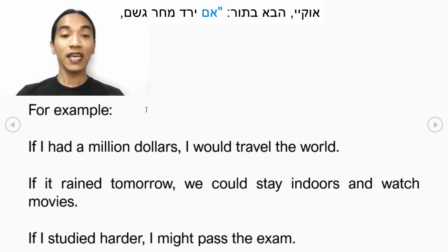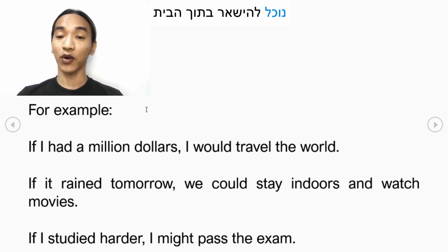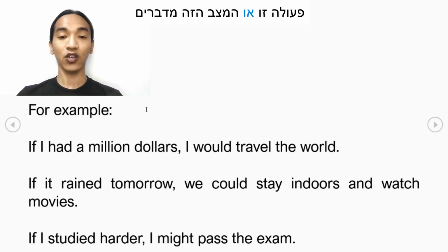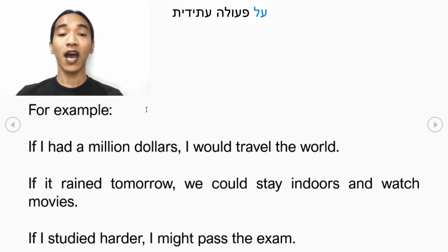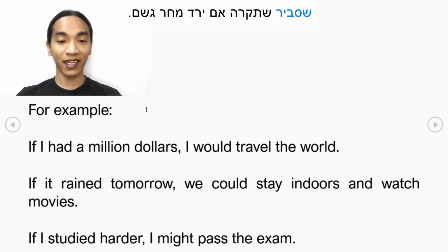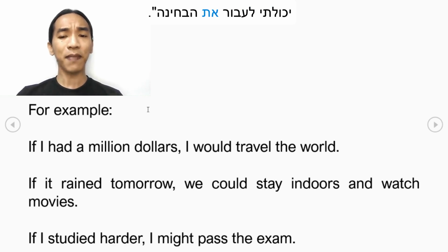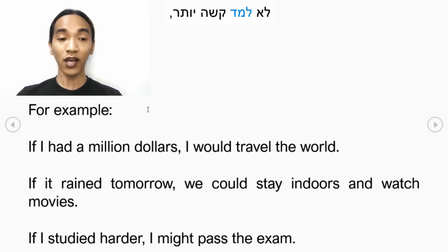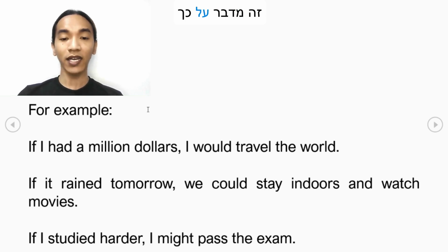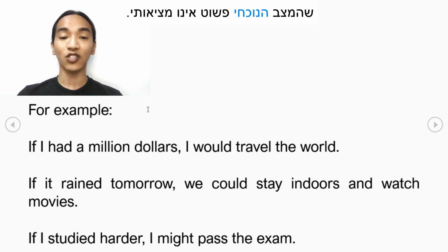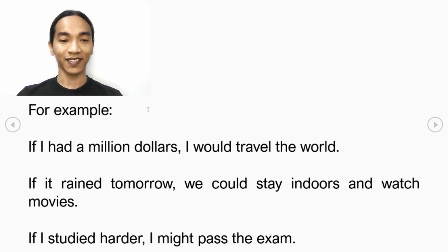Okay, next one. If it rained tomorrow, we could stay indoors and watch movies. This situation talks about a future action that is unlikely to happen if it rained tomorrow. Now, if I studied harder, I might pass the exam. But the person did not, or does not, study harder. Okay? So this one talks about a possible present situation that is unreal.